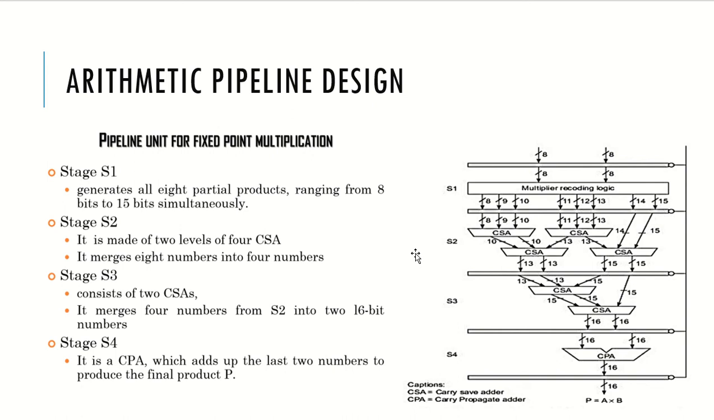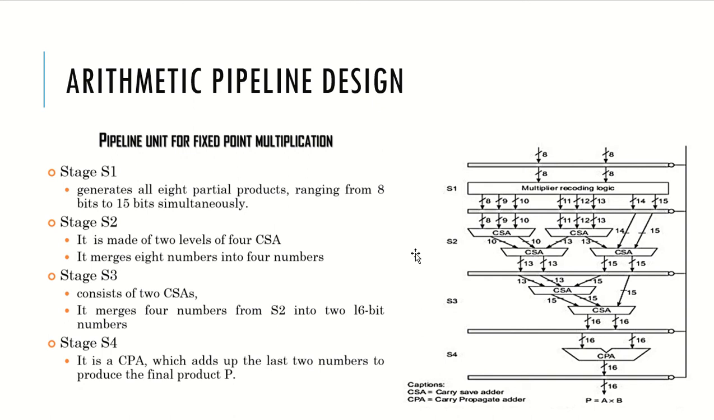Then in the second stage, again what you do, you have 4 different numbers. You have 2 carry save adders. Those 2 carry save adders in 2 levels, they will merge the 4 numbers into two 16-bit numbers. Okay, so the first stage is S1. It is using a multiplier recoding logic, and it will generate all the 8 partial products.